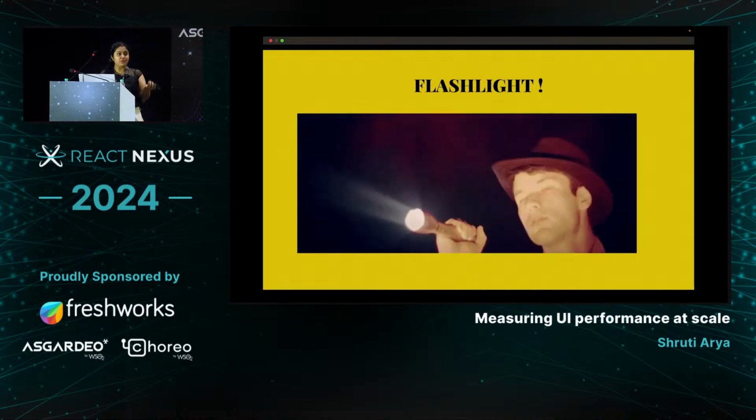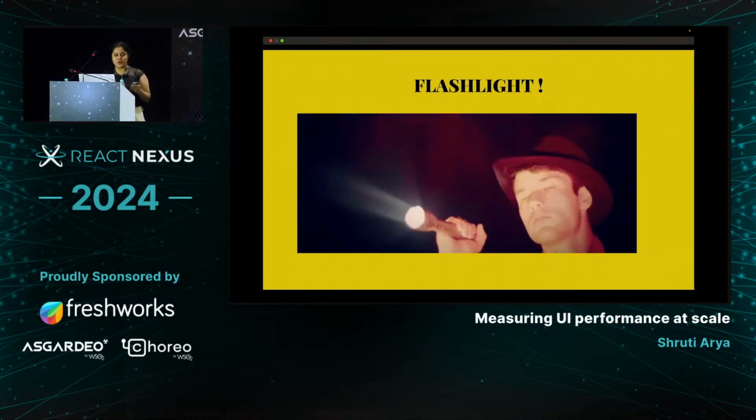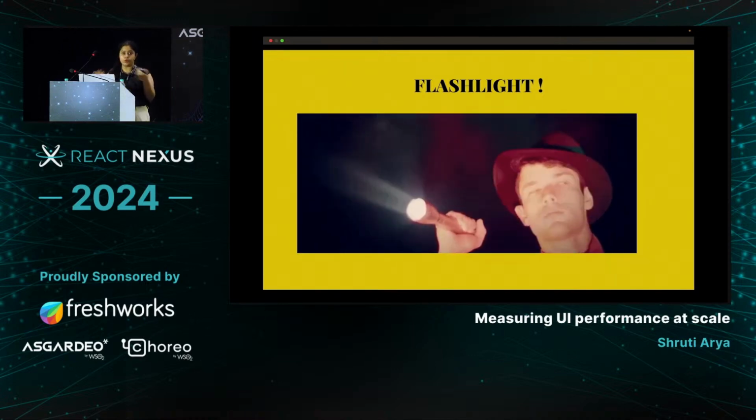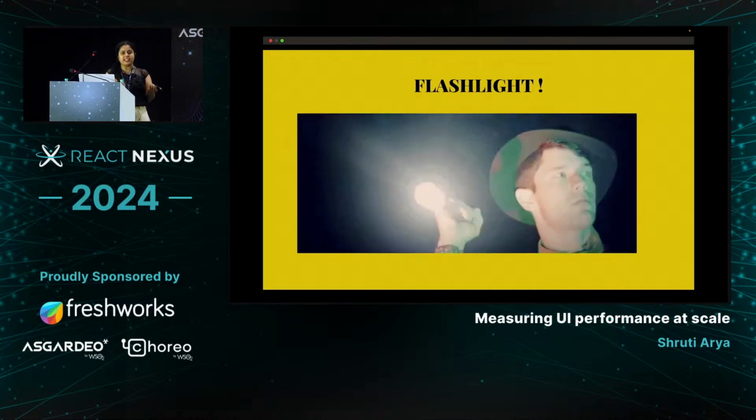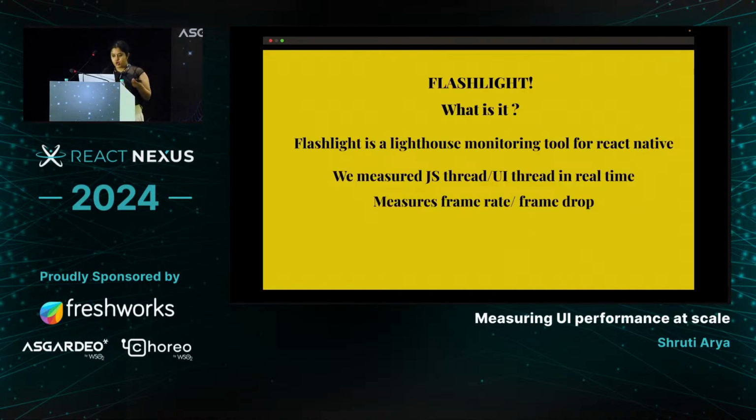How many of you have used Flashlight for measuring React Native performance? Wow, that's very few hands I see. So I'll tell you what Flashlight is, how you can use it, and if you're working on React Native performance, you should definitely use it. It's a very, very powerful tool. Flashlight is basically a Lighthouse-style monitoring tool for React Native, and we used it for measuring the JS thread and UI thread blockage in real time, as well as the frame drop as you scroll through the page.